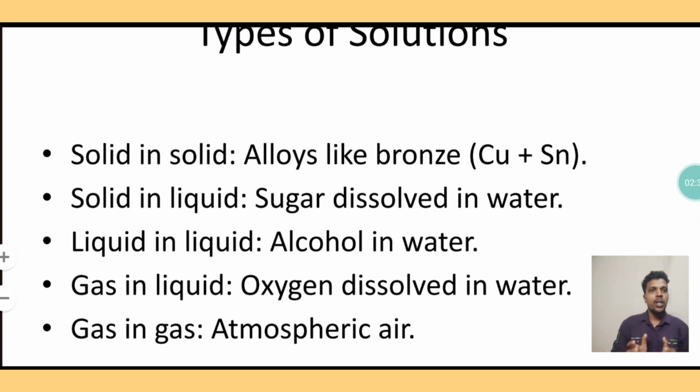Then for solid in liquid type of solution, the example is sugar dissolved in water. Sugar being a solid and water being a liquid, sugar dissolved in water is a solid in liquid type of solution. The next one is a liquid in liquid type of solution. Alcohol dissolved in water is a liquid in liquid type of solution. You already know that alcohol is a liquid and water is a liquid, and when alcohol is mixed in water, it's a liquid in liquid type of solution.